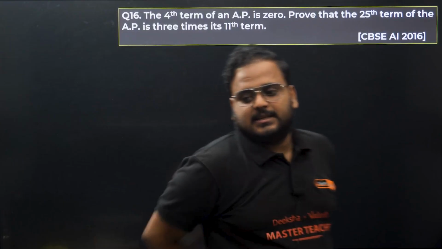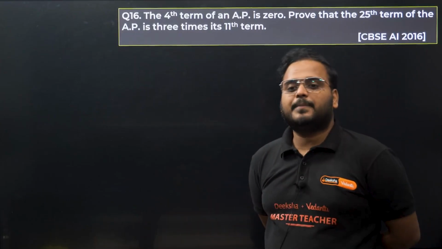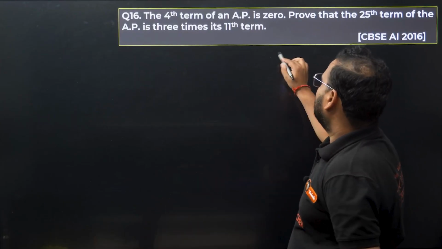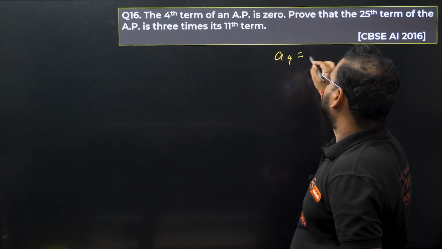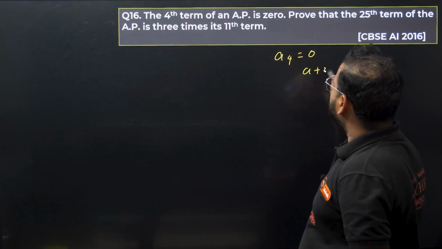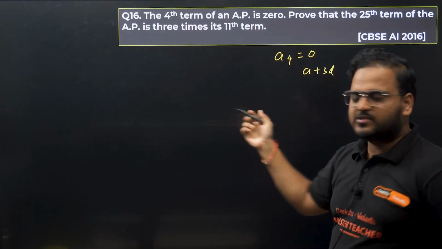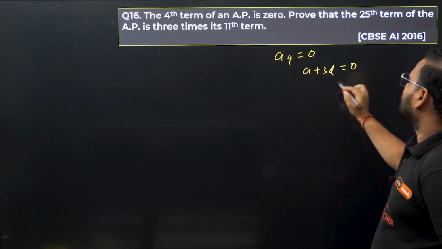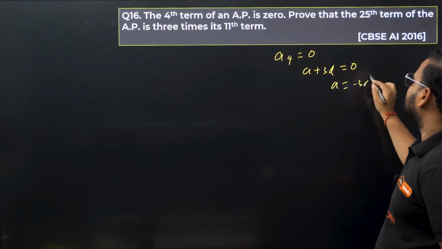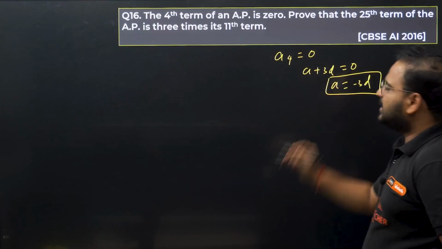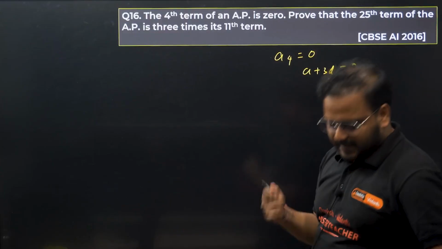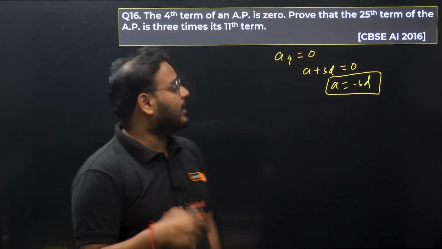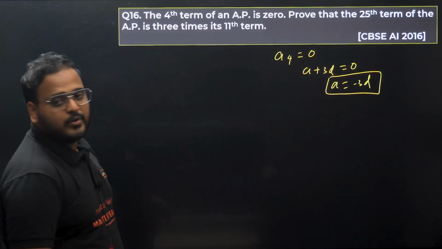Question number 16. The fourth term of an AP is 0. Okay, A4 equals 0. How do I write A4? A plus 3D equals 0. From here I get A equals minus 3D. Clear? That's how we write A4: A plus 3D. A value is minus 3D.